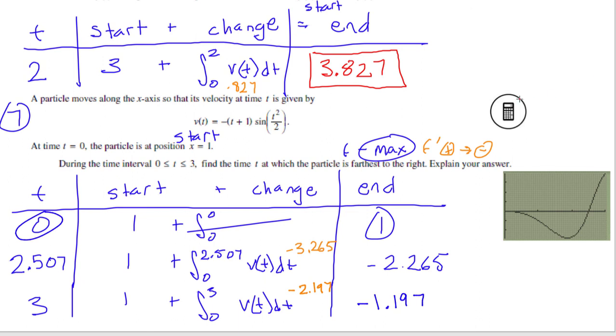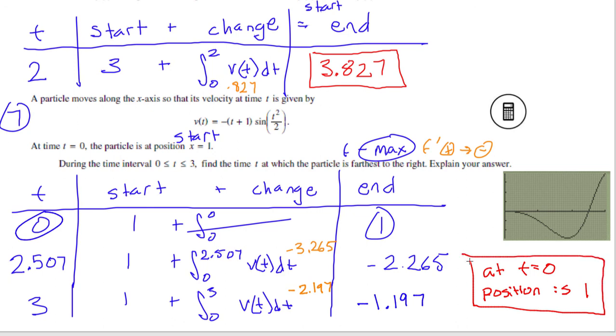All right, and then let me just type out the final answer, or I guess I can write it. It's asking for, find the time t. So the answer is at t equals 0. And notice that the position is 1. All right, and that is the final answer. And that concludes worksheet 7-4 solution.